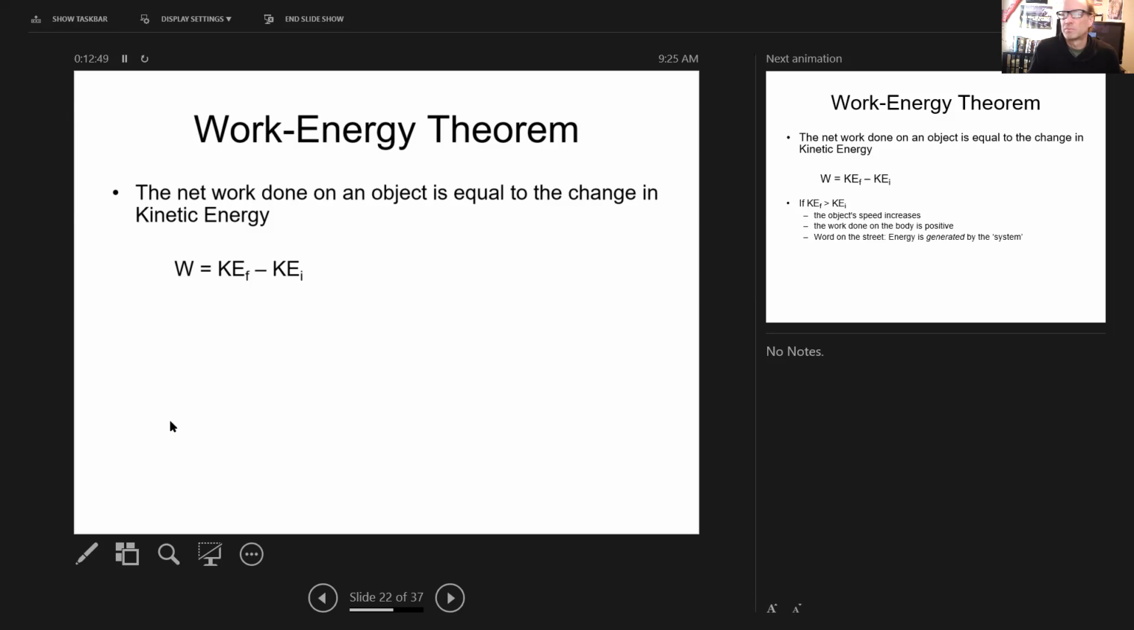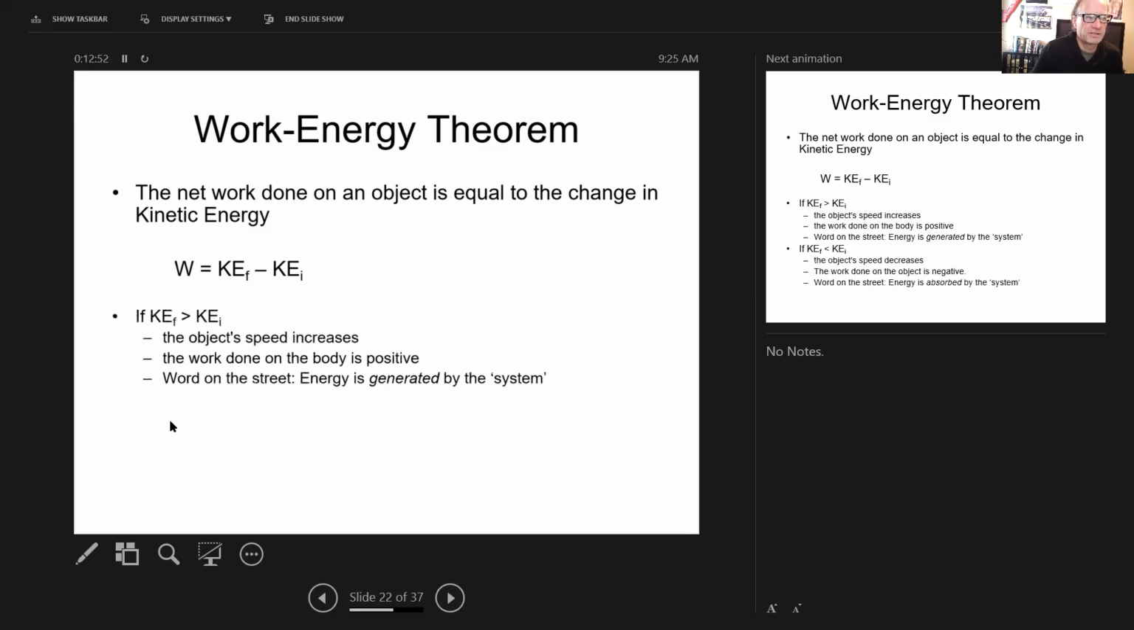Okay, now I'll go through a couple descriptors here. If the final kinetic energy is greater than the initial kinetic energy, that means the object's speed has increased. Remember, 1/2 mv squared. So if 1/2 mv squared is greater final versus initial, the mass of the object isn't going to change. At least we're not going to consider the mass changing. So therefore, v has to change, and that means if kinetic energy final is greater, the final velocity is greater than the initial velocity. That means the object sped up. That means the work done on the body is positive.